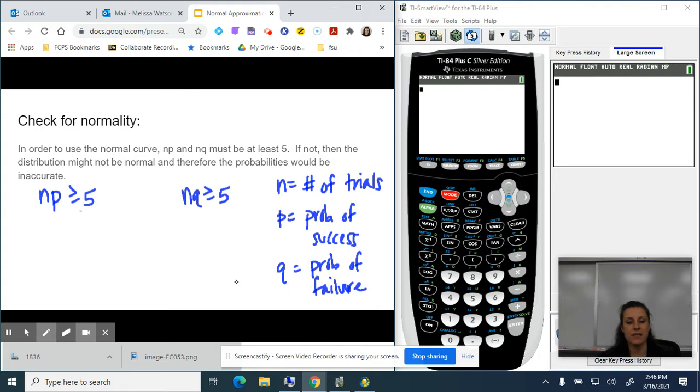and q is the probability of failure. If we multiply n times p or n times q and we get a number less than 5, that means that the normal curve is not going to be accurate in estimating those probabilities, and therefore we shouldn't use it. So we should go back and just use the binomial formula or one of the calculator functions for the binomial distribution.